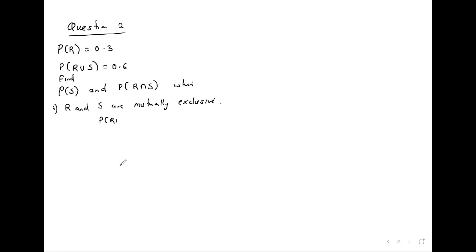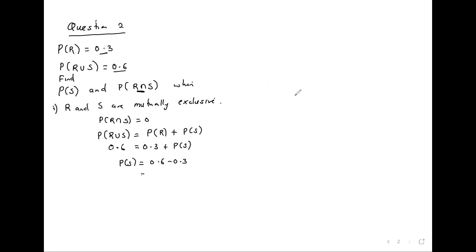So now we already have the terms. Given that for two events R and S, the probability of R is 0.3 and the probability of R union S is equal to 0.6, find the probability of S when R and S are mutually exclusive. So the probability of S is 0.6 minus 0.3, which is equal to 0.3.